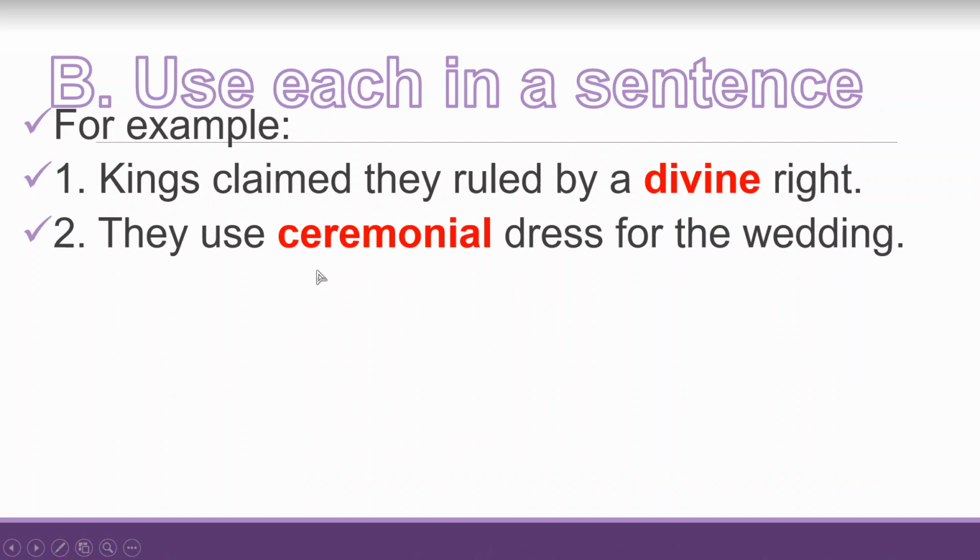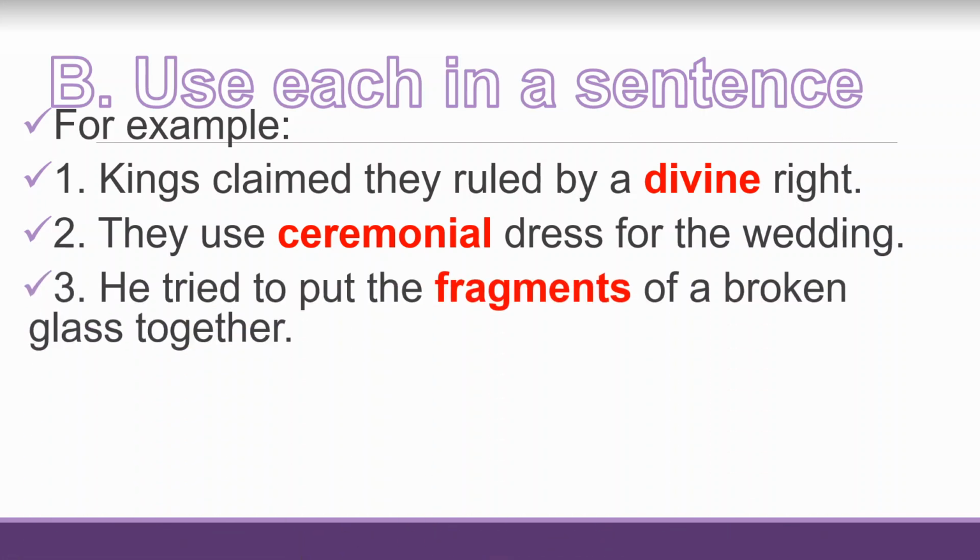So there are many ceremonies that we have in the world. For example, for a wedding, you need to have your ceremonial dress, or what they call the wedding dress. Number three, he tried to put the fragments of a broken glass together. So fragments means broken parts or pieces of a clay or something, of an object.